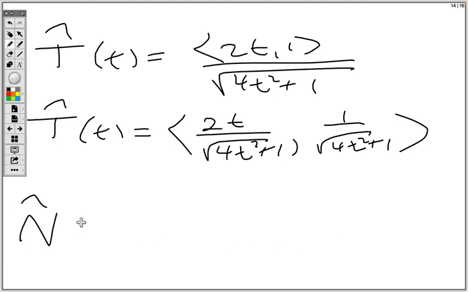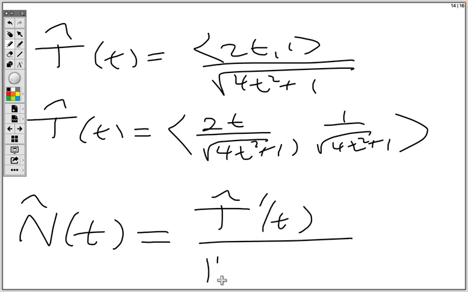Now to get n hat. The definition of n hat, the principal unit normal vector, is the derivative of t hat divided by the magnitude of the derivative of t hat. Now we did a derivative like this last week. You may recall we went through it, was it the exact same one? It may have been. And it got a little messy. You can do it. You can hit it with the quotient rule and all that other good stuff, right?